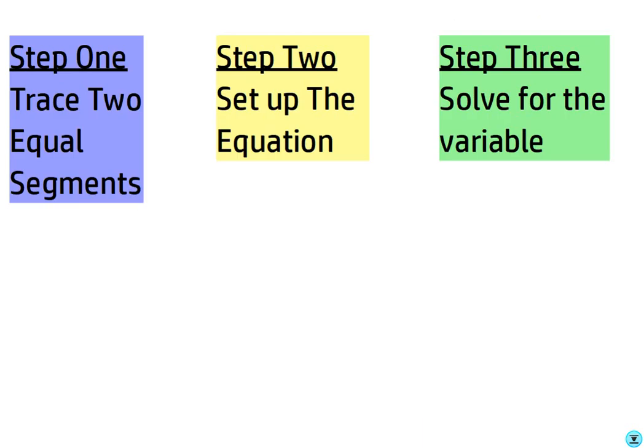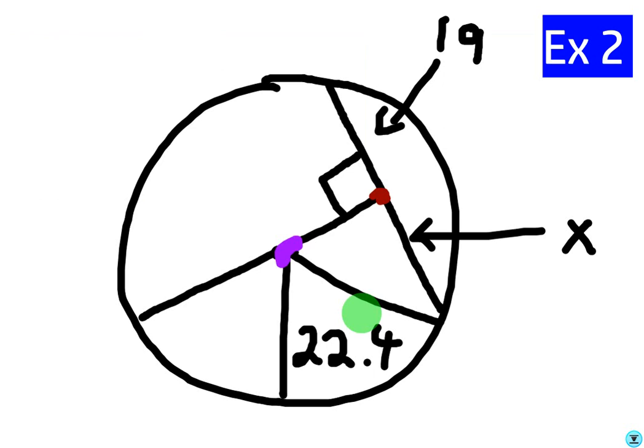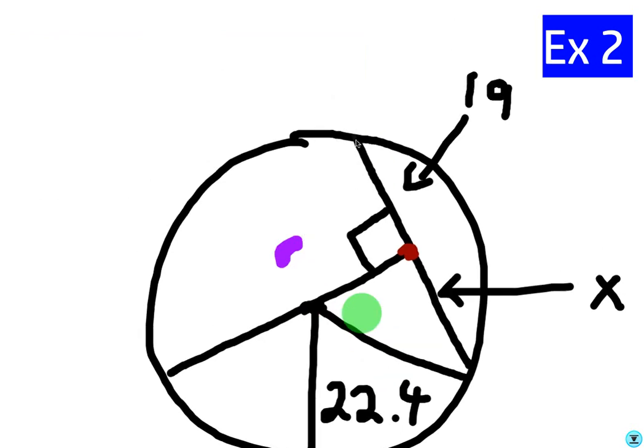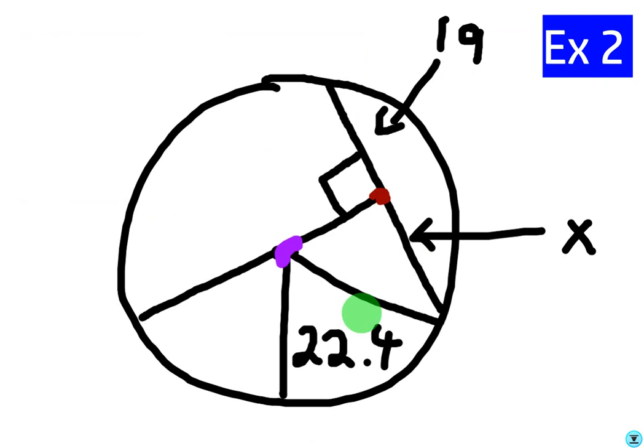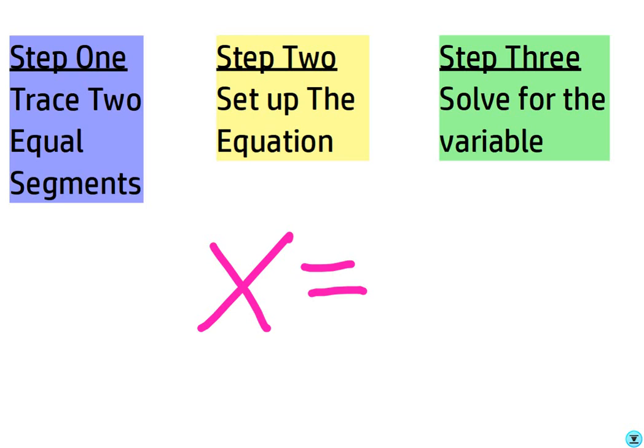So, basically what I'm going to do is follow the same steps. I'm going to trace these two segments, to be the same. So this segment's the same and this segment's the same because of the perpendicular bisector theorem for chords. So therefore, x equals 19. Okay? I promise I'll do one more that's a little bit more advanced than the first two.